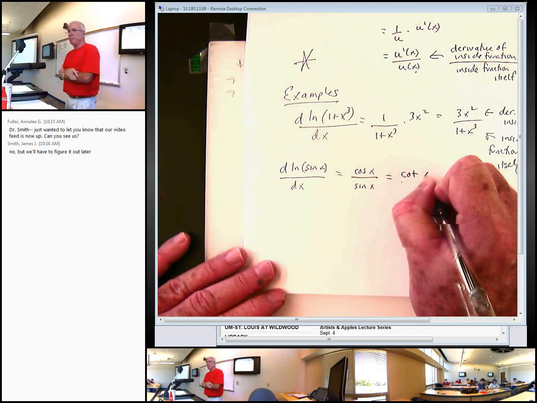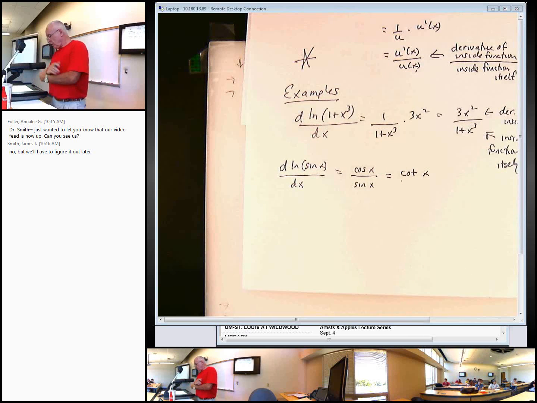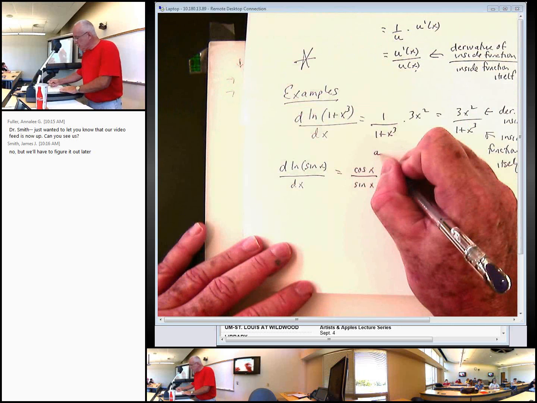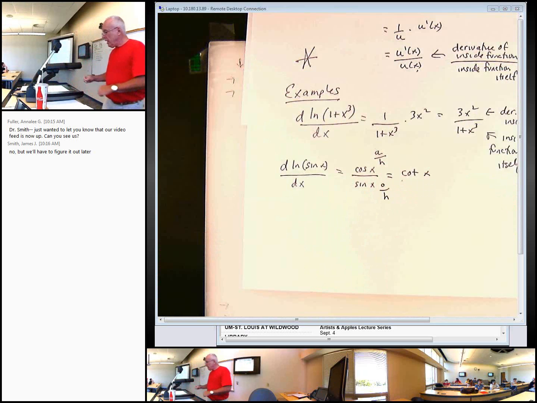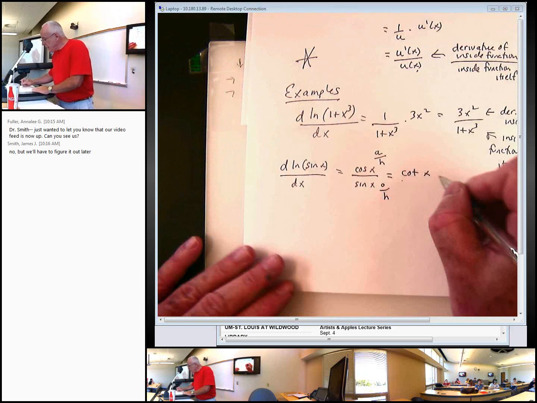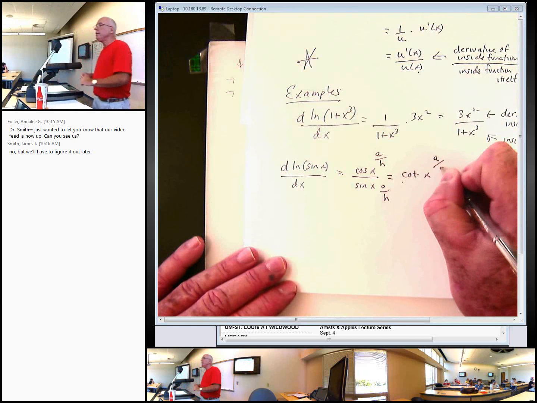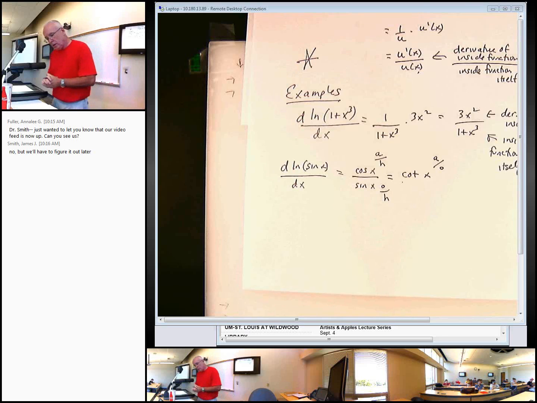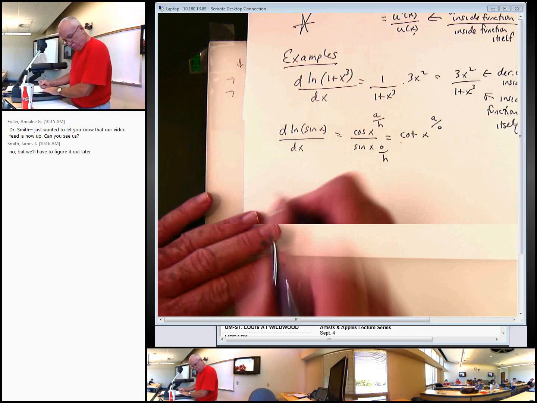Right. Okay. The cotangent of x, because this is the adjacent over the hypotenuse. This is the other side over the hypotenuse. And when we then do the algebra, we get the adjacent over the opposite, and that's the cotangent, okay? All right. Another one, we're going to do two more here.